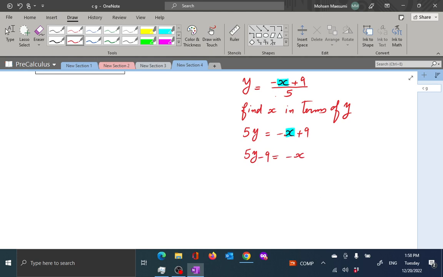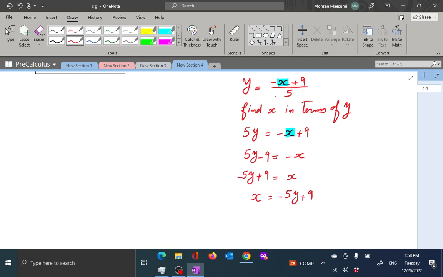Again, I just want the x alone. So multiply both sides by minus 1. So it becomes minus 5y plus 9. So now you have the y, you can figure out the x. Traditionally, what you're given is written on the right hand side, and what you obtain is written on the left hand side.